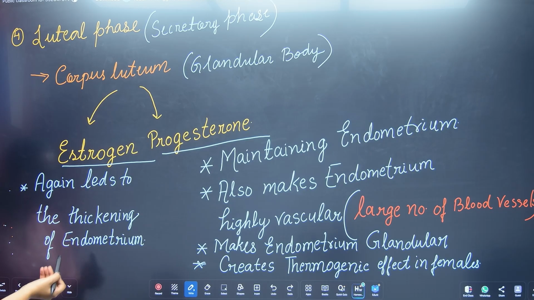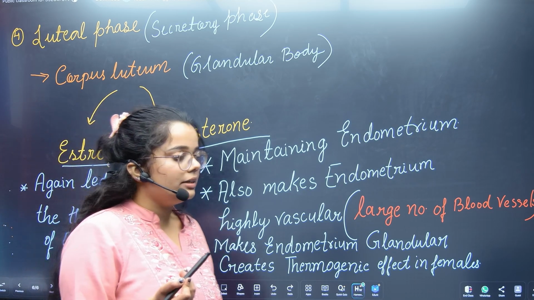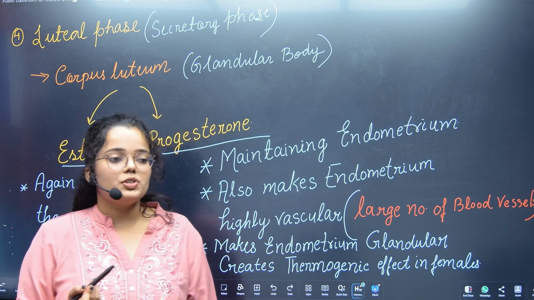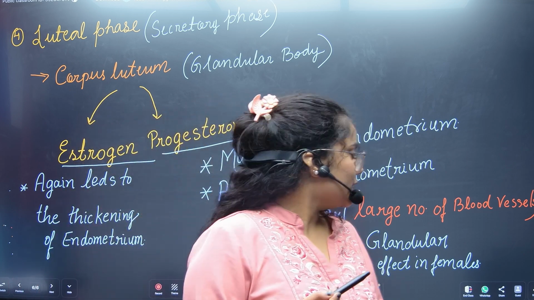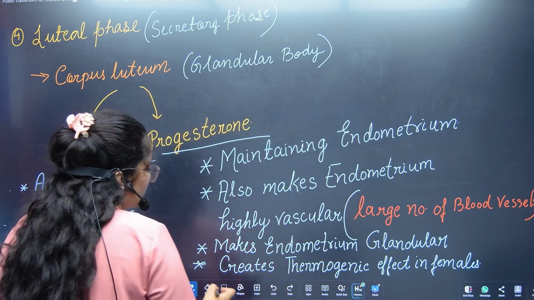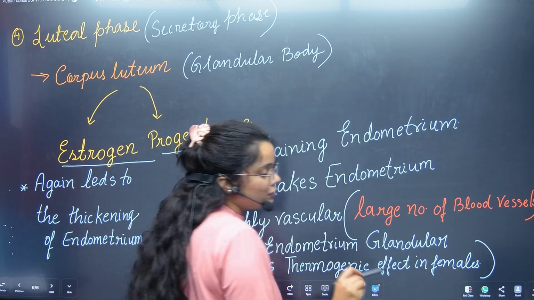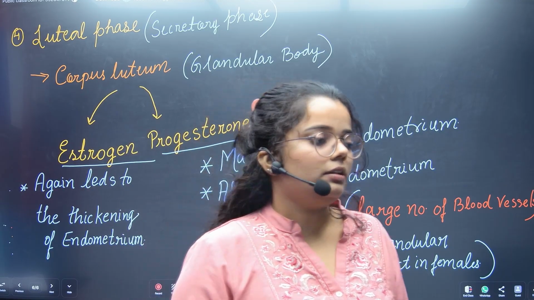Estrogen again leads to the thickening of endometrium, and here the progesterone is responsible for maintaining the endometrium, and it also makes the endometrium glandular by formation of glands and formation of a large amount of blood vessels, which make it highly vascular. And one more effect is there, it creates a thermogenic effect in females. Thus, females experience a little increase in the temperature during ovulation in their menstrual cycle.